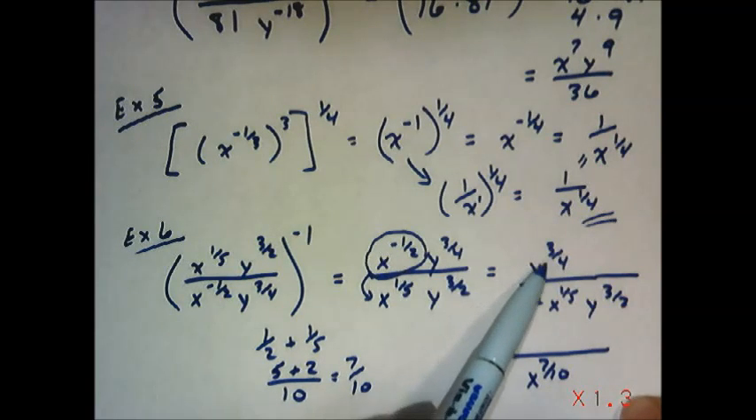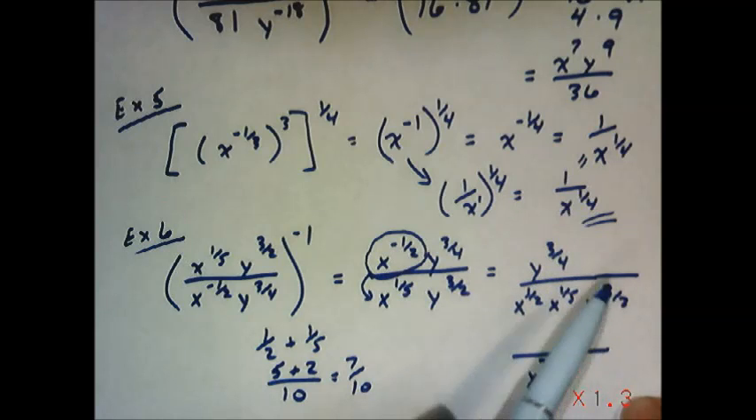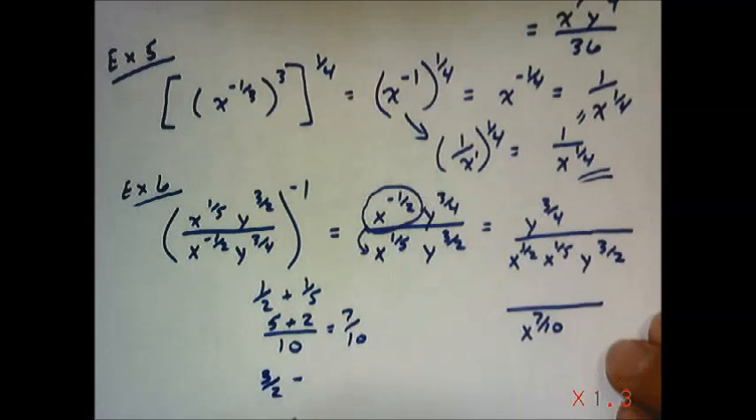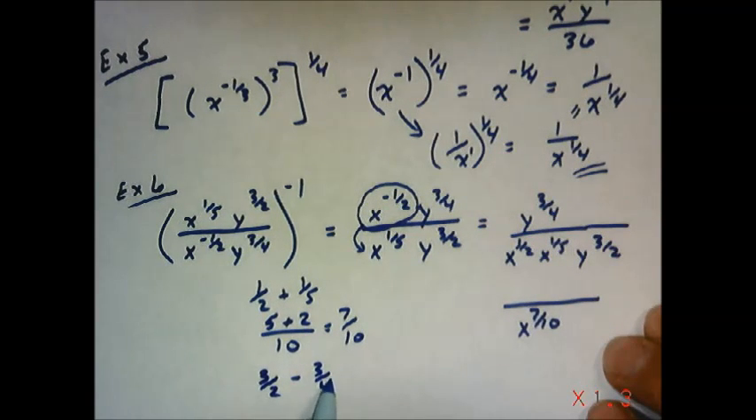Now if we look at our y's, we have 3/4 and we have 3/2. At this point, we should know that 3/2 is larger than 3/4. So I'm going to take 3/2 and subtract 3/4. Getting my common denominator, which is going to be 4. I multiply the 2 by 2 to get 4. So I end up with 6. 3 times 2 gives me 6. Minus 3, since I already have a common denominator. And I end up with 3/4.